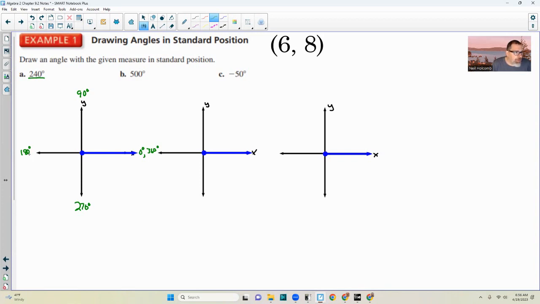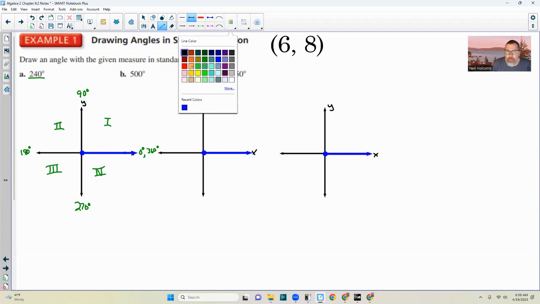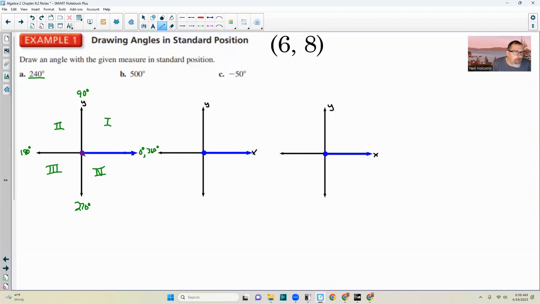Well, 240 is more than 180 and less than 270. So remember, this is quadrant 1, quadrant 2, quadrant 3, and this is quadrant 4. And now this explains why we number them in that order, because now we are going to take and we're going to make another ray. And I'll make this one, I don't know, purple. Okay, so here's my ray here. So I'm going to leave that centered at the origin, like so, and I'm going to rotate it around.